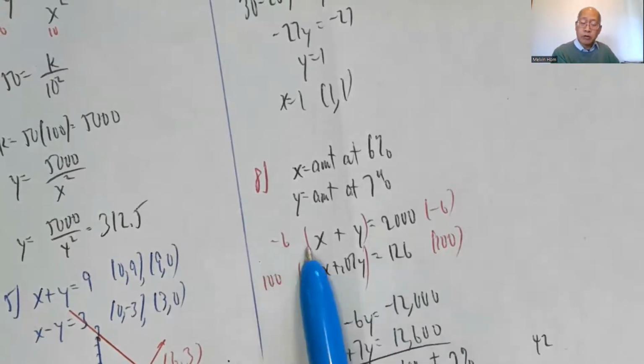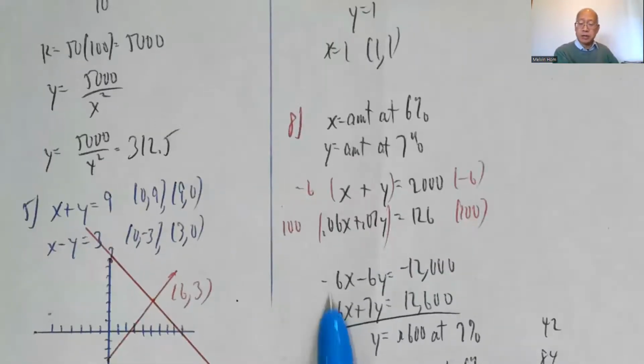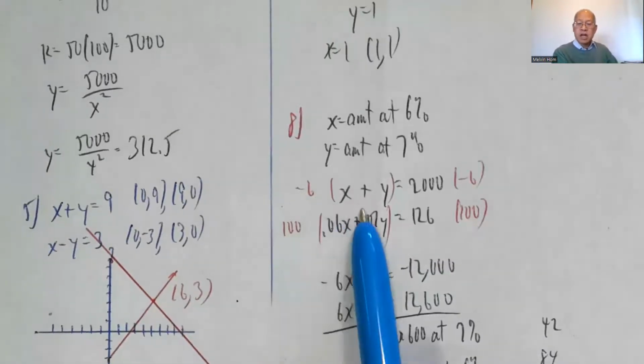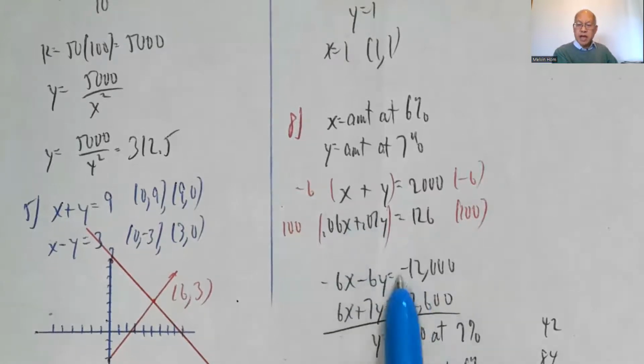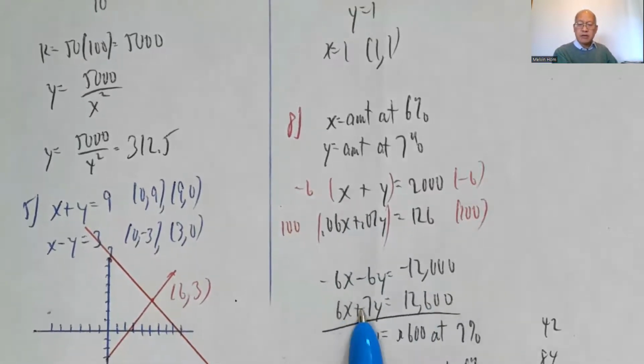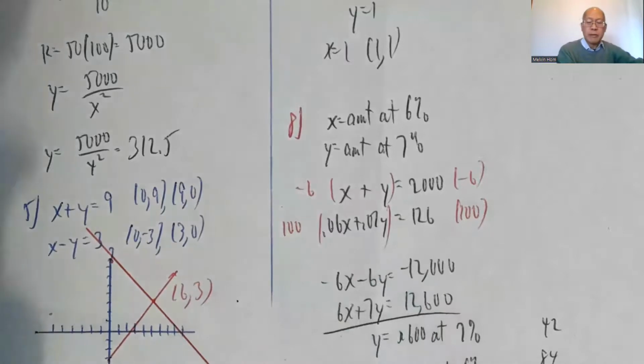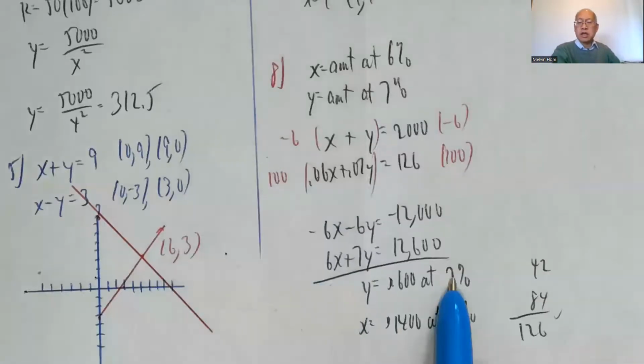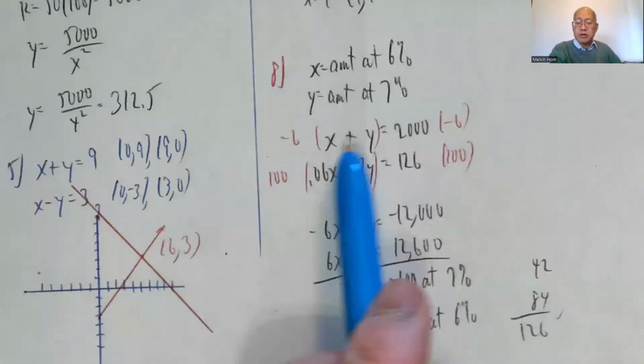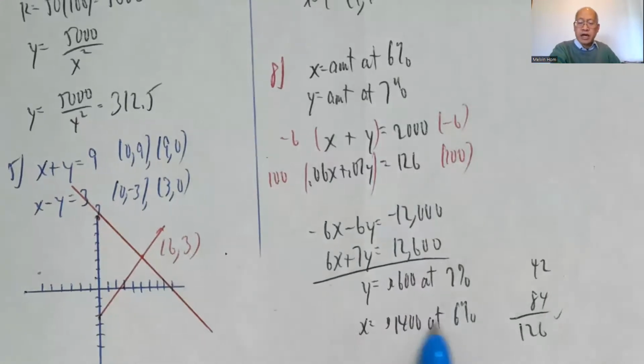So I'll multiply the top equation by -6. So I'll have a -6x and a positive 6x, the x's drop out. So -6x minus 6y equals -12,000. 6x plus 7y equals 12,600. Add them up. y equals $600 at 7%. And they have to add up to 2,000. So x is 1,400 at 6%.